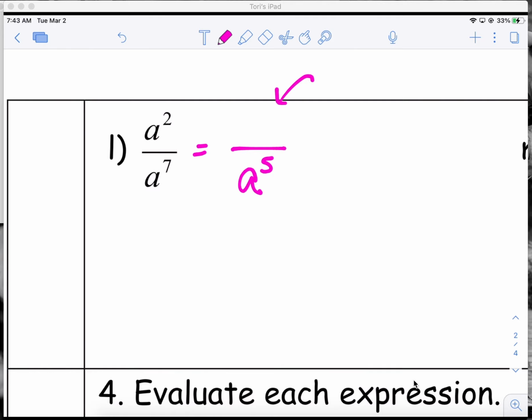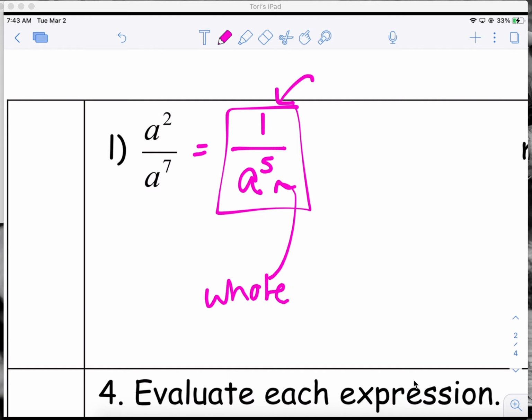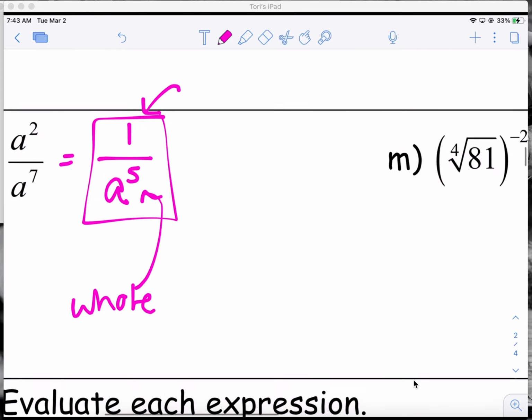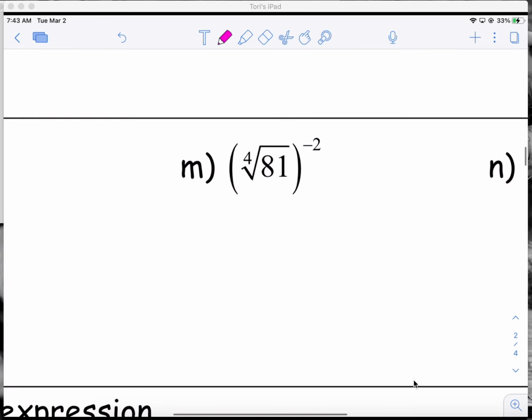And remember, your placeholder up here has to be a 1. We do not have to rationalize this because that 5 is a whole number. If it was like a 1/5, then we would rationalize, okay? But that is your final answer. All right, looking at M.